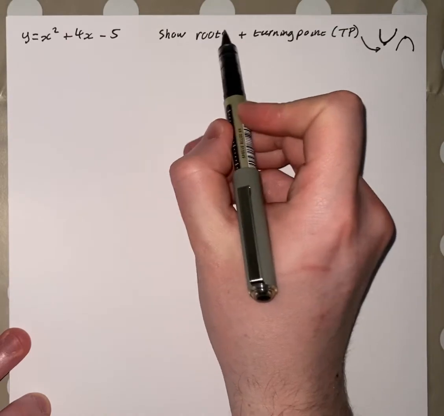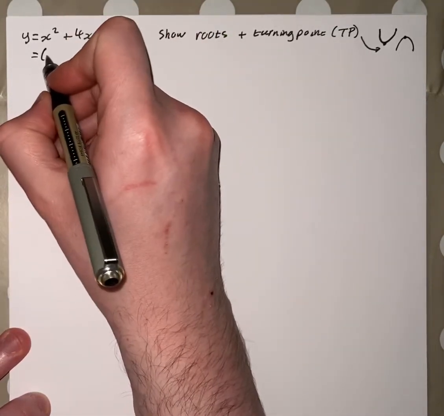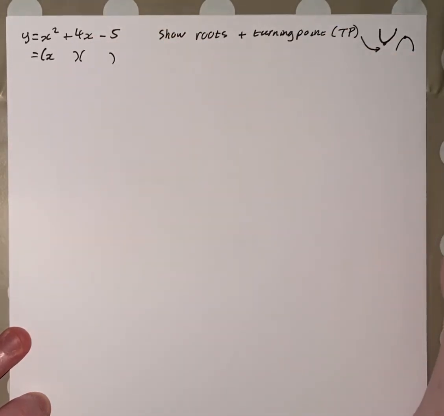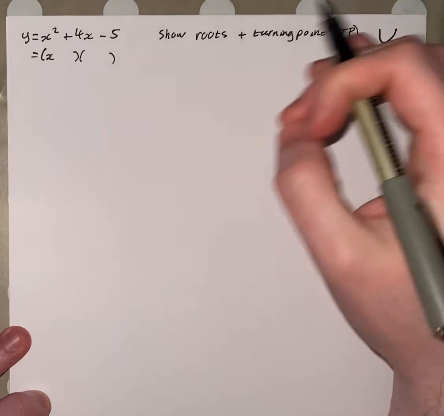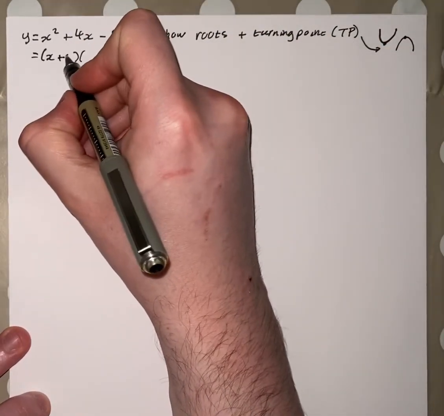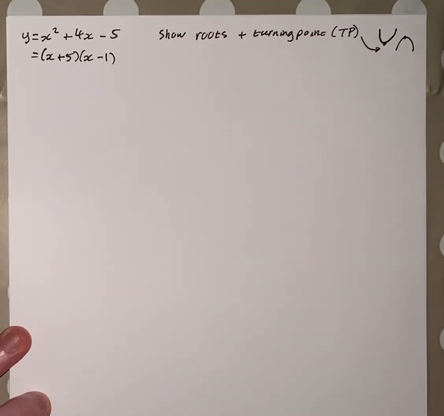But in order to find these roots, the first thing we have to do is take this and put it into a double bracket. So for this one, we're thinking to ourselves, what multiplies to -5 but adds to make 4? And in this case, that is going to be x plus 5 and x minus 1.